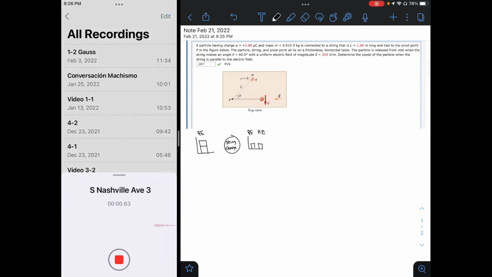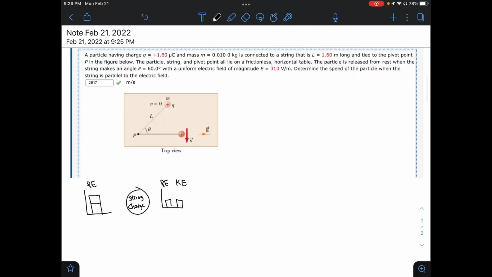Okay, here we have AP Physics, problem number 4. A particle having charge Q equals 1.6 times 10 to the negative 6 coulombs, and mass m equals 0.01 kilograms, is connected to a string that is 1.6 meters long and tied to a pivot point P in the figure below. The particle, string, and pivot point all lie on a frictionless horizontal table. The particle is released from rest when the string makes an angle theta equals 60 degrees with a uniform electric field of magnitude E equals 310 volts per meter. Determine the speed of the particle when the string is parallel to the electric field.